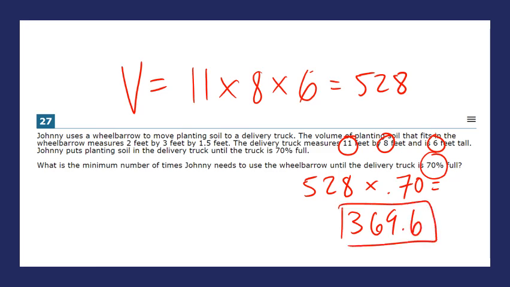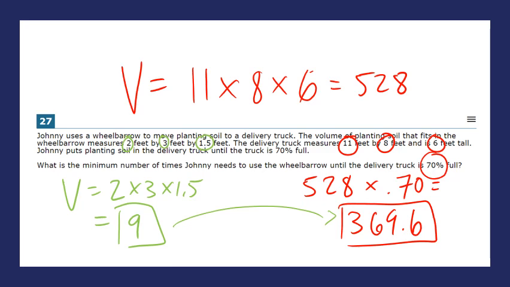What I need to find is how many of the wheelbarrows I need in order to fill that amount. So the second volume I'm going to find in green here is going to be the volume of the wheelbarrow itself. The volume of the wheelbarrow is going to be 2 times 3 times 1.5. Once I do this multiplication, again using a calculator, what I'm going to get is 9. So with this information, I can figure out how many wheelbarrows I need to fit into that 70% of the delivery truck. And that is carried out by nothing more, nothing less than just a division problem.